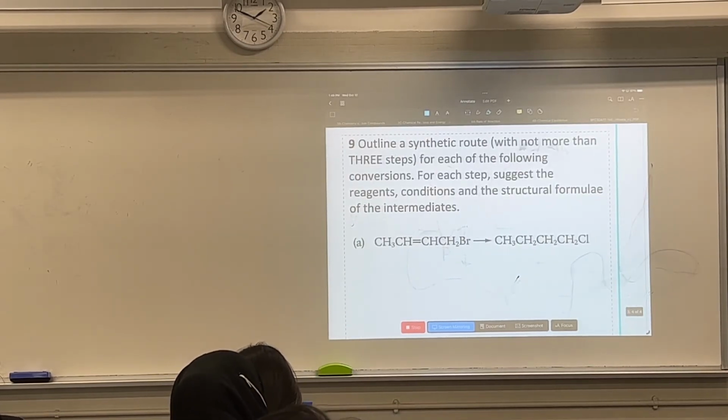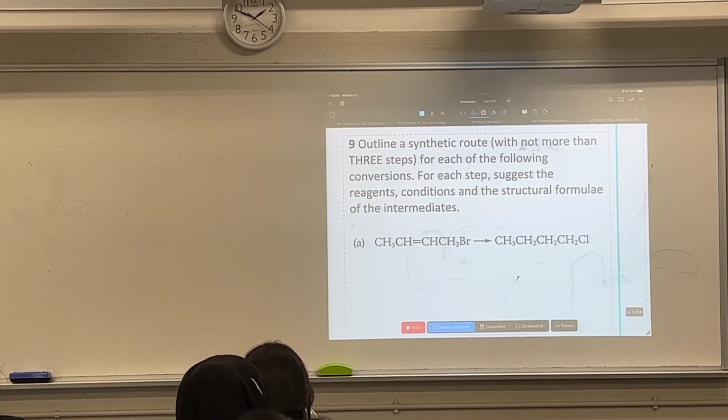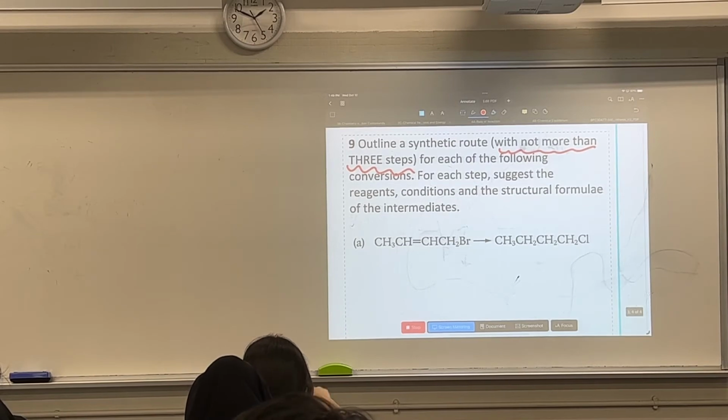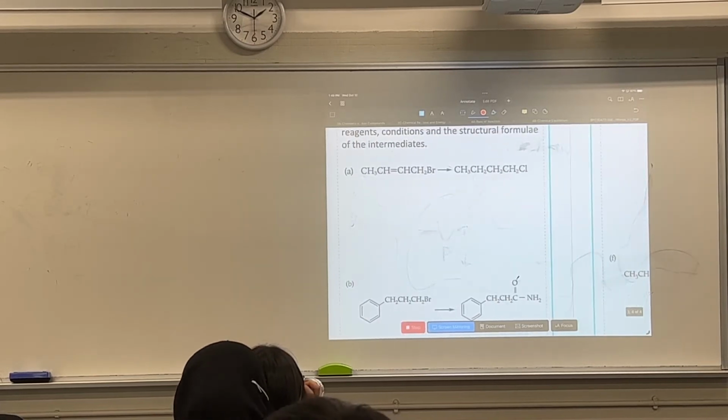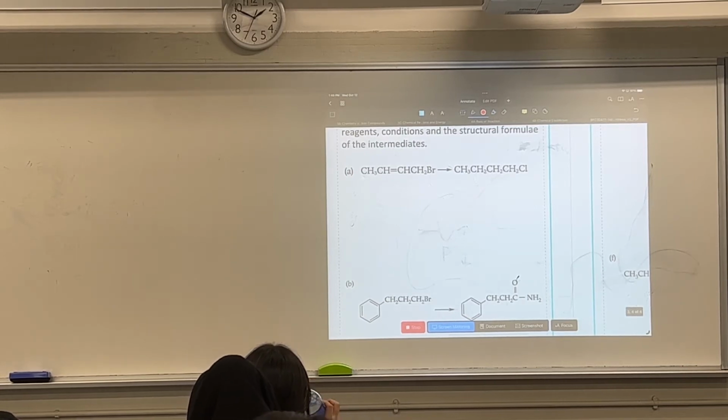Outline a synthetic route with no more than 3 steps, you see? So in no more than 3 steps for each of the following conversions. Don't forget, what we should do as the first step is to identify the type of functional group present, or the type of the molecules involved. Can anyone tell me what is the nature of this chemical here?